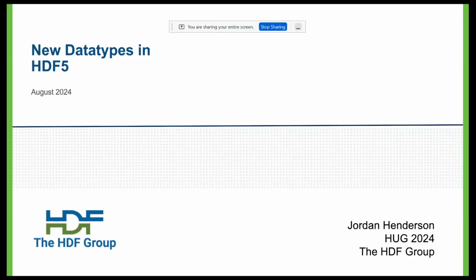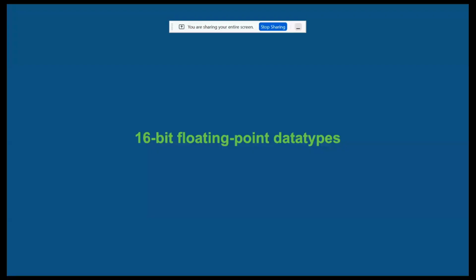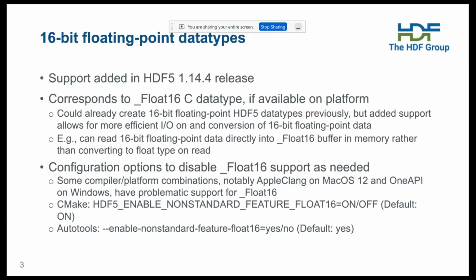And like Quincy said, I'm just going to talk a little bit today about some new data types in HDF5. So starting off, we have 16-bit floating point data types. Support for these was added in the 1.14.4 release, and this was something that we started looking at as HDF5 started moving towards exploring machine learning applications and things of that nature.